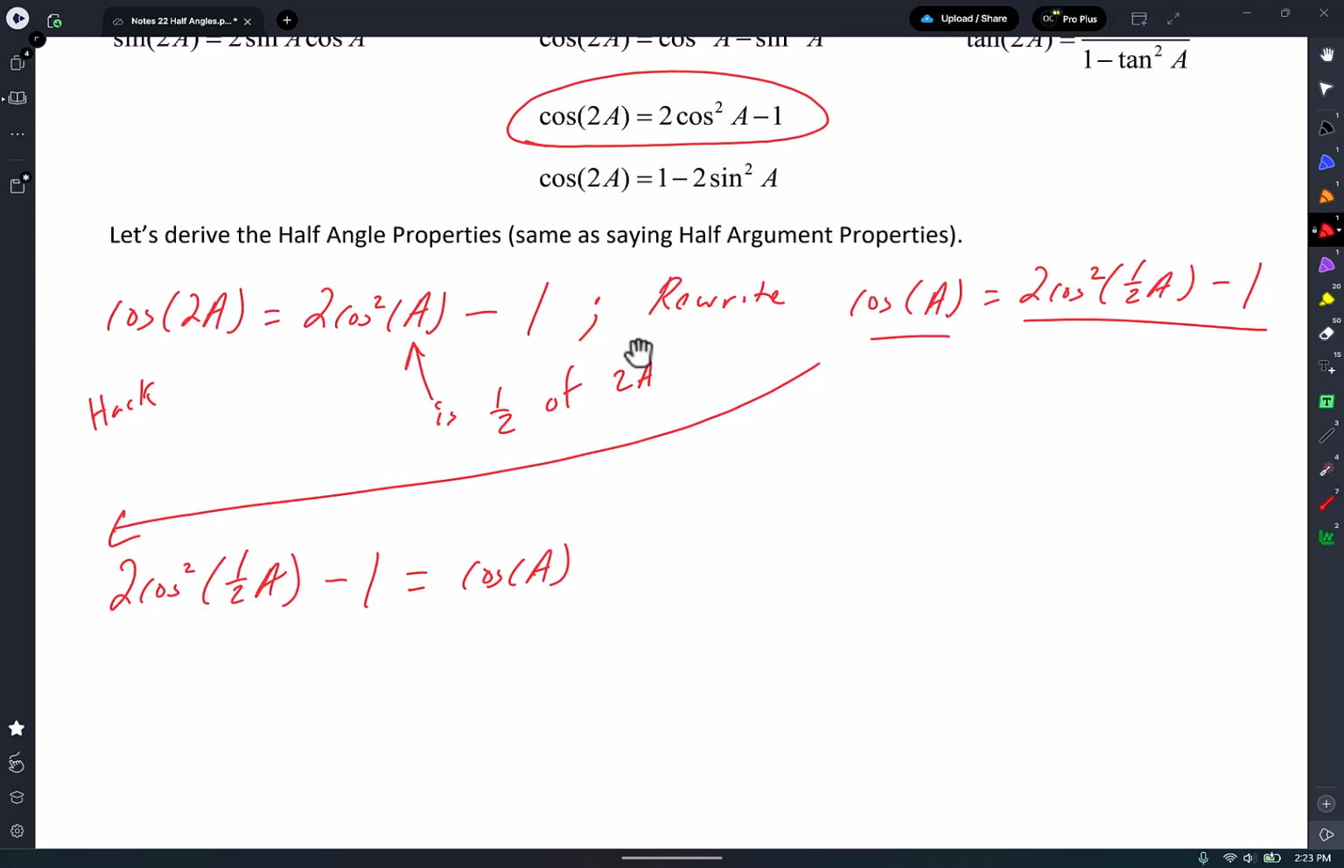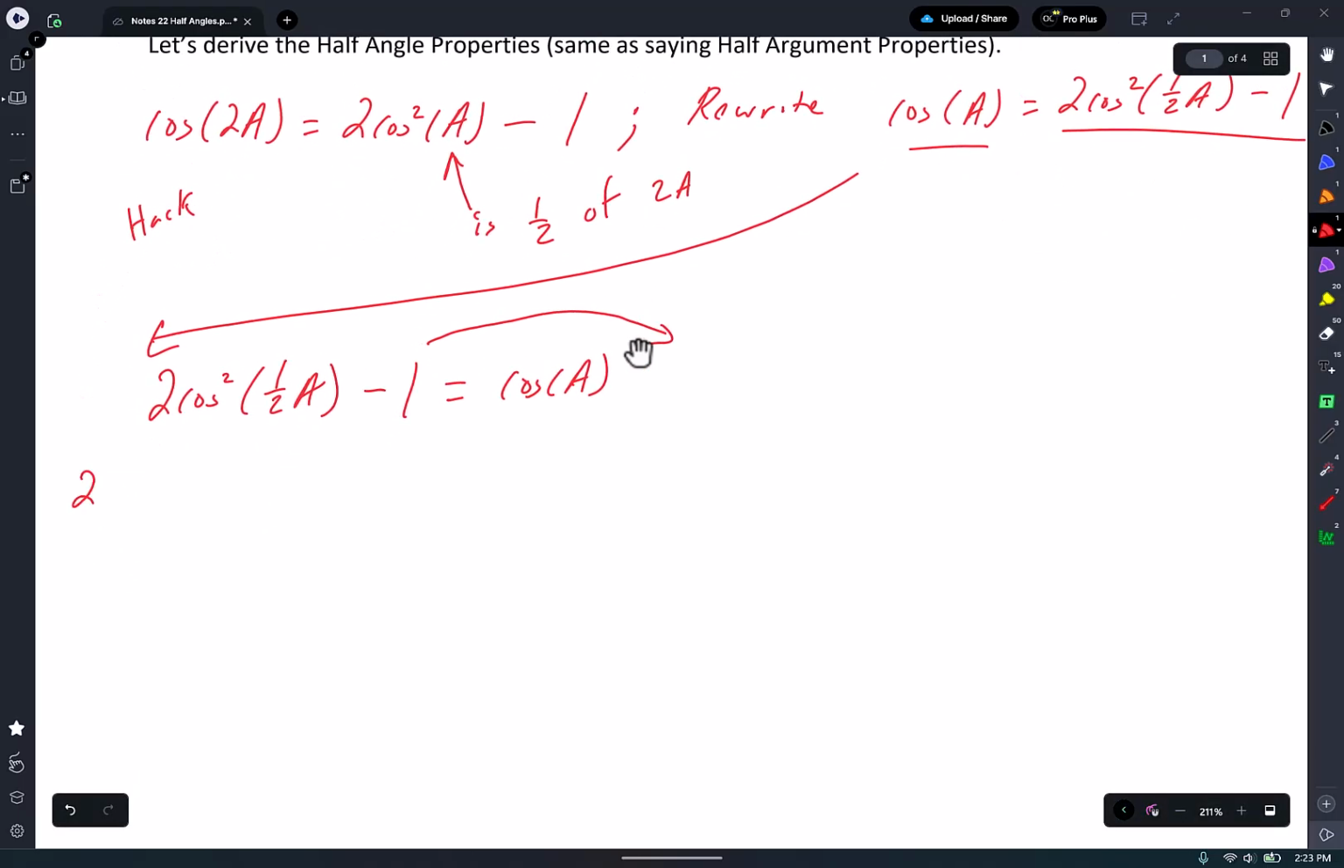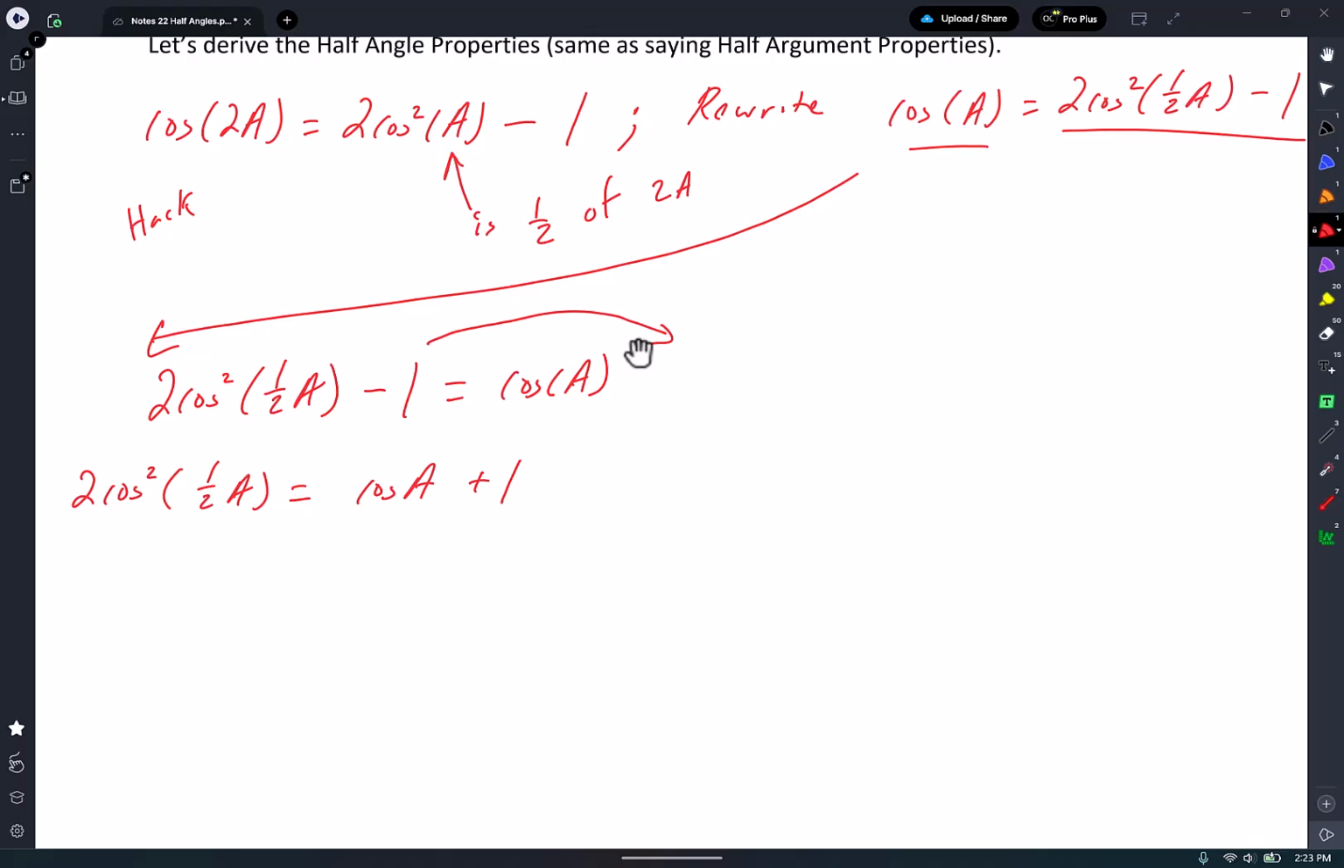Are we still okay? All right, I'm going to move this minus 1 to the right. When I do that, I have 2 cosine squared of half A equals cosine A plus 1. Actually, let's write it. It's fine. You can leave it like that. But let's write it with the 1 in the front and the cosine A in the back. All right, so here comes my next move. I'm going to rewrite it. 2 cosine squared half A equals, and I'm writing this one right here, 1 plus cosine A. There's a reason for that. I'll show you the reason in a little bit.